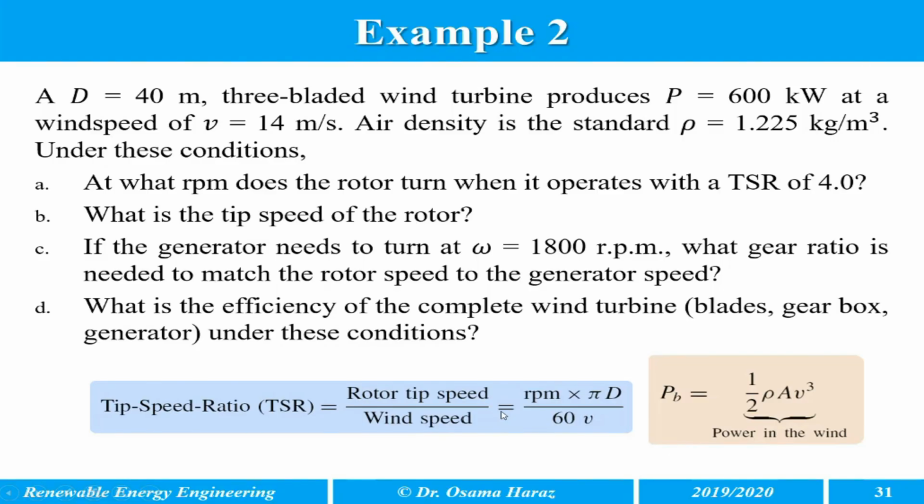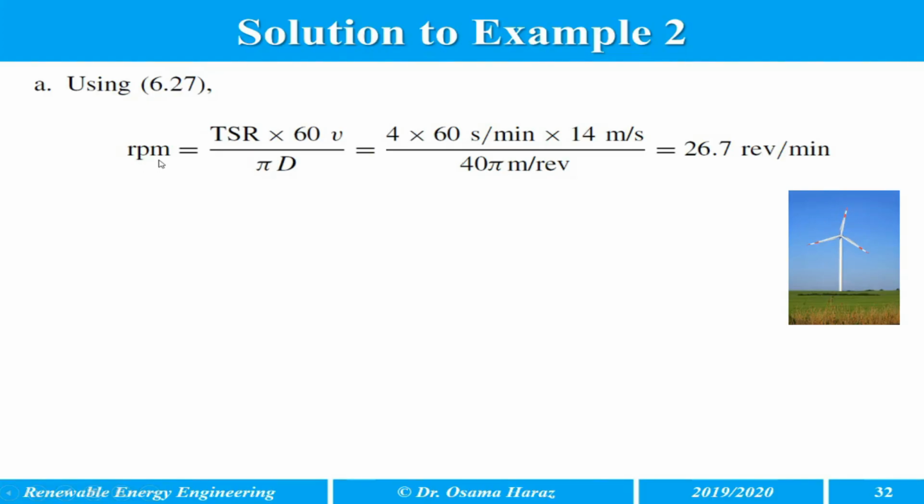Once we calculate this, to calculate the power, it's half rho A V cubed. This is the power in the wind. First of all, RPM is TSR times 60 V over pi D. So everything is known: 4 times 60 times 14 over pi times 40. You get 26.7 revolutions per minute.